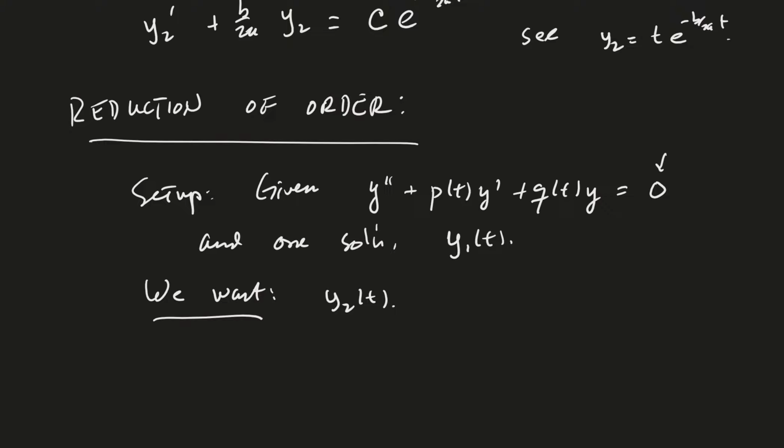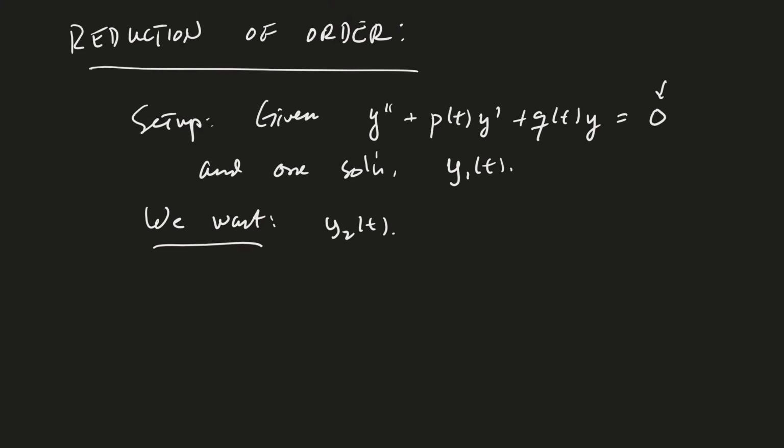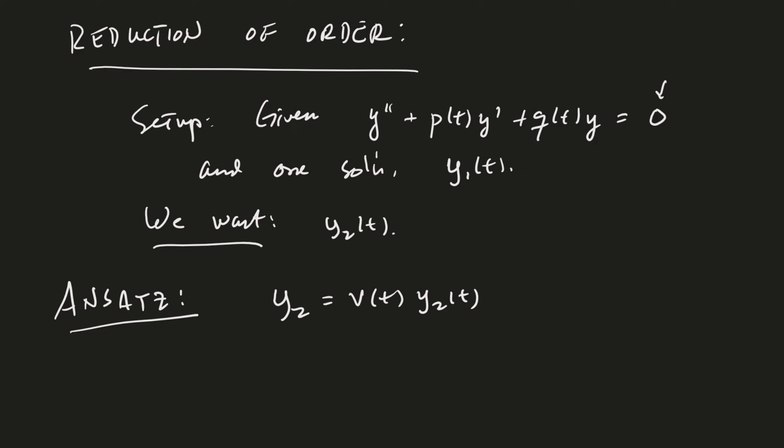Okay, and so the way the reduction of order works is we assume a new ansatz. y2 we assume to be v of t, for some unknown v, times y1 of t. So we assume that our unknown is a multiple of y1, but the multiple is a function of t. Okay, so how are we going to find y2 then?